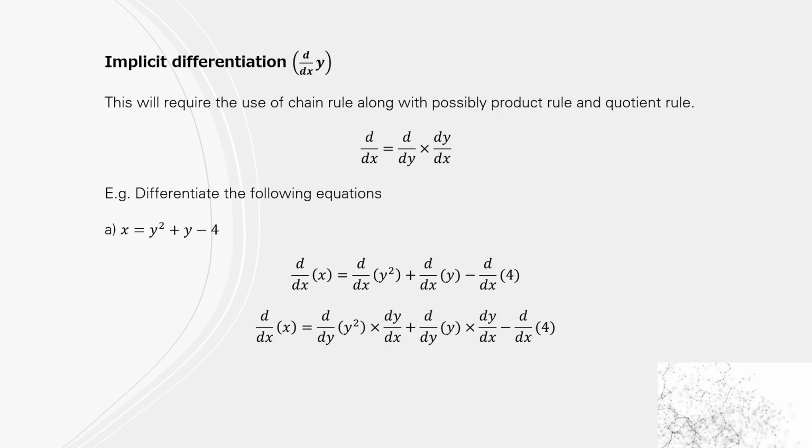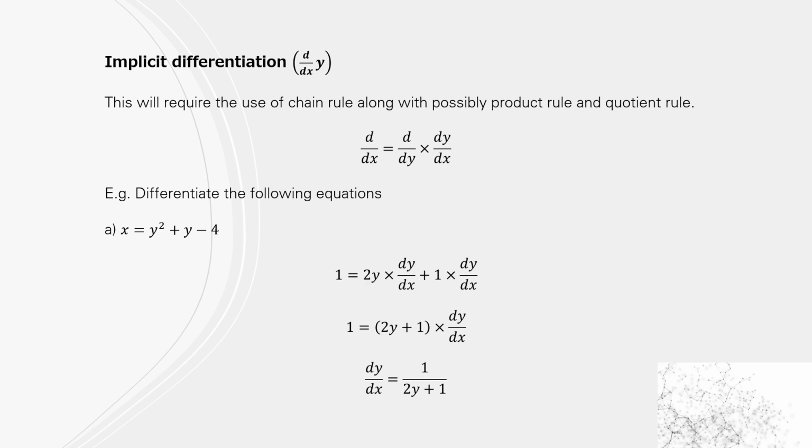So replacing d dx of y squared with d dy, so we replace it with the differential with respect to y of y squared times dy dx, and for the y, we do the same. We're now going to differentiate each of those terms. So d dx of x is 1, d dy of y squared is 2y times dy dx, d dy of y is 1 times dy dx, and d dx of 4, as I said before, is 0.